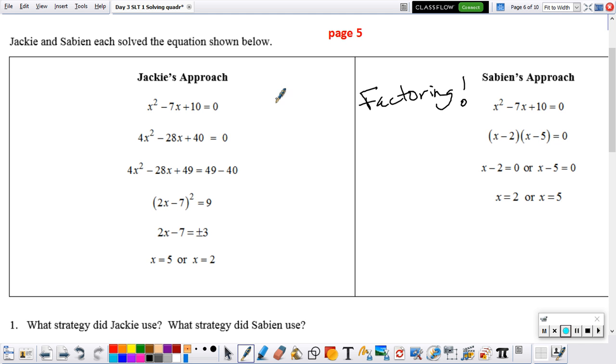And then Jackie created a perfect square trinomial here, but this was like a hot mess. Look what went on. She multiplied both sides by 4, and that's a mess. That's a lot of work. Look how much faster Sabian did it, because Sabian looked at the problem and said, okay, do I know what numbers add to -7 and multiply to 10? Oh, yes, I do. It's -2 and -5. Good job, Sabian.